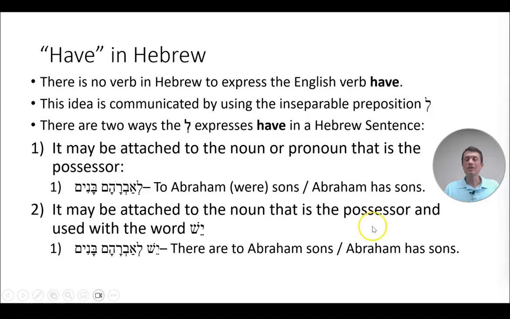Another alternative approach is that the lamed preposition may be attached to the noun that is the possessor and used with the word yesh, there is. So yesh le'Avraham banim. There are, very literally, there are to Abraham sons, or there are for Abraham sons. Or you could translate this whole phrase simply as Abraham has sons.